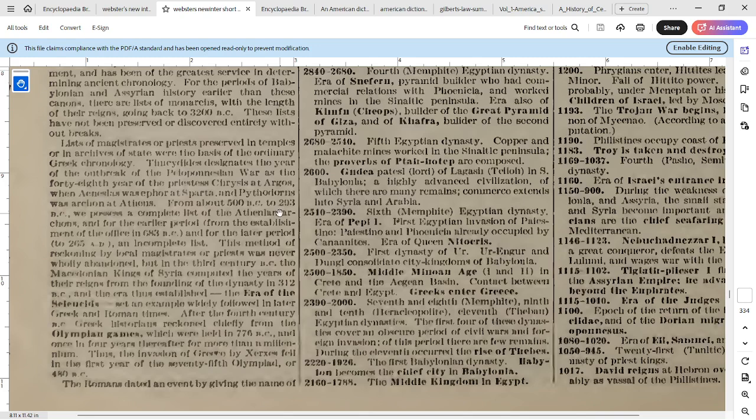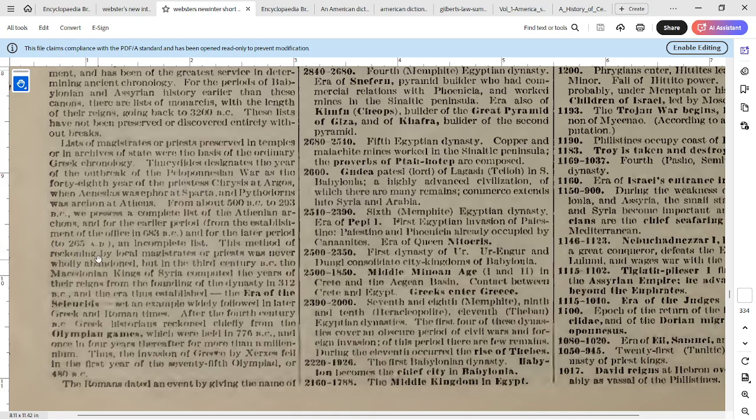So from 500 BC to 293 BC, we have a complete list of the Athenian Archons, and for the earlier period from the establishment of the office in 683 BC, and for the later period to 265 AD, an incomplete list.